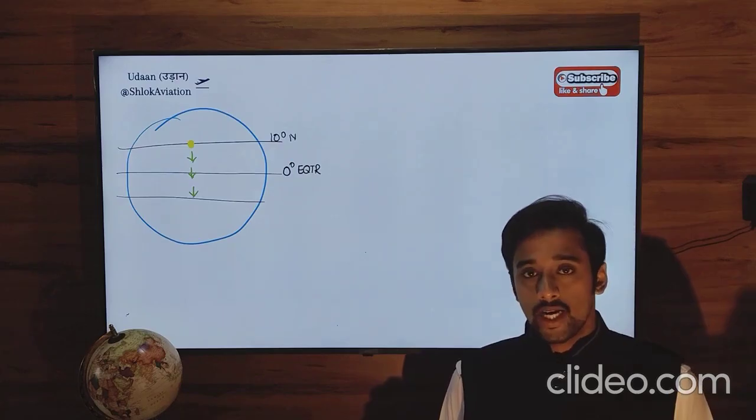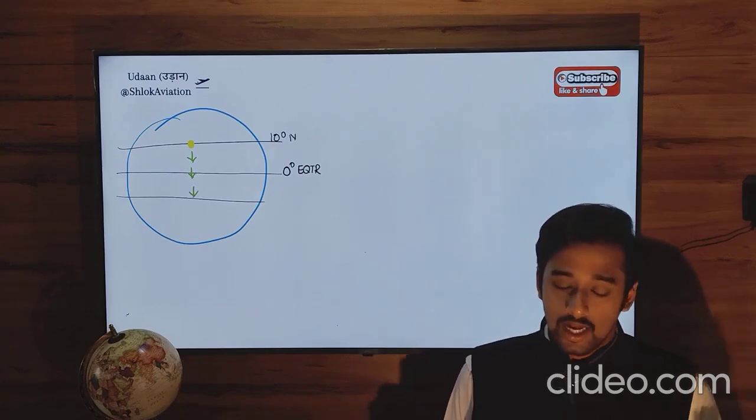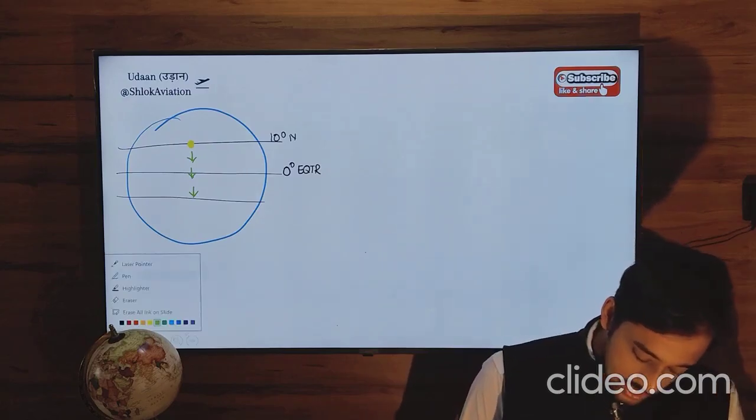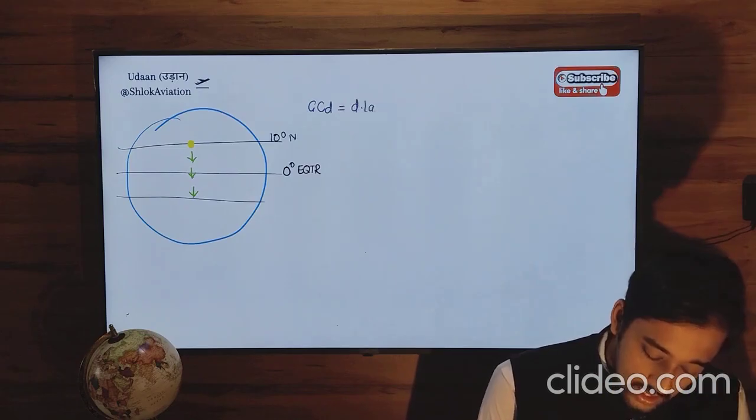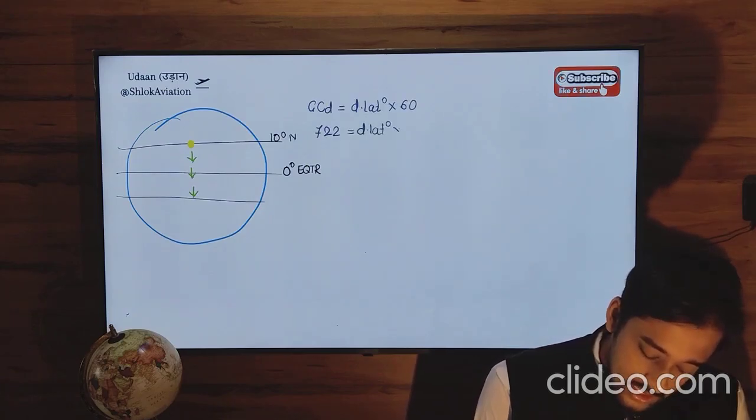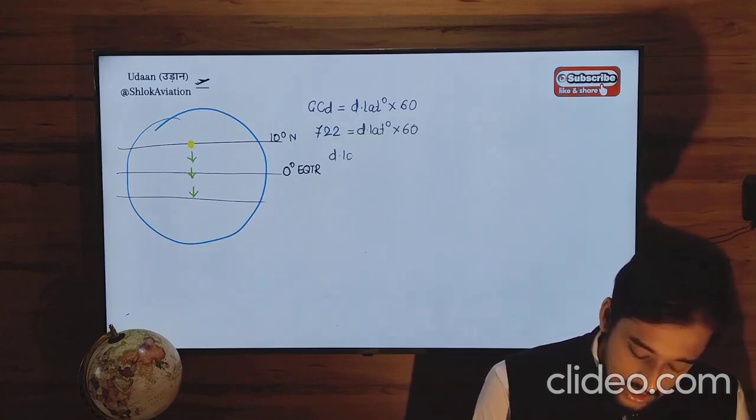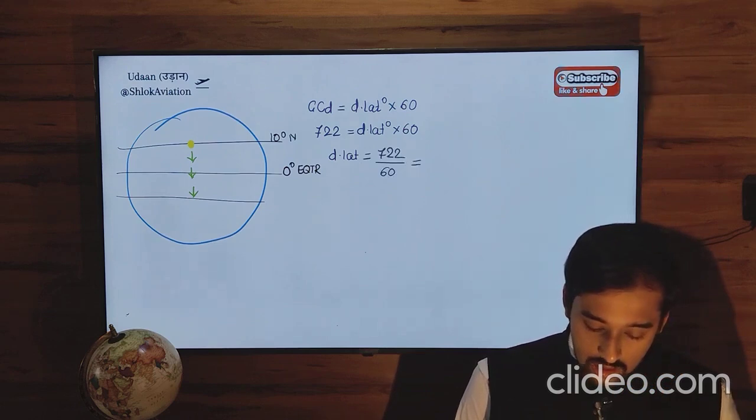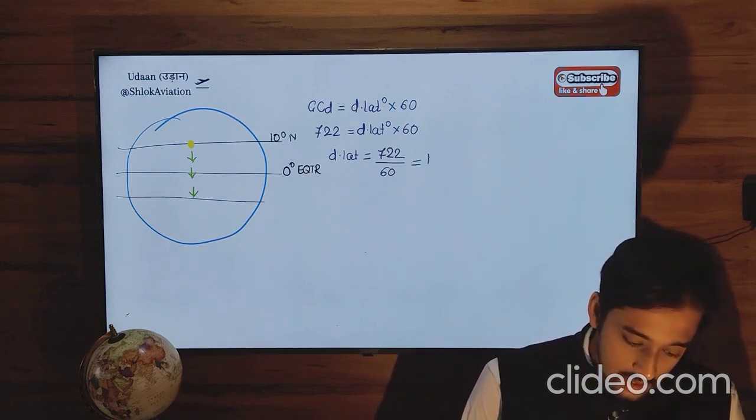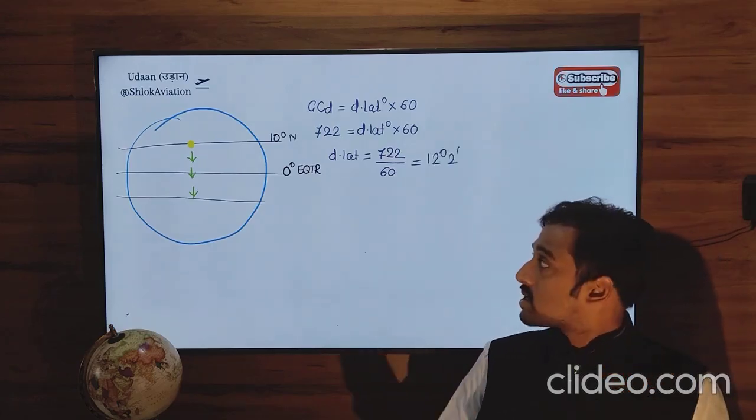To know that, we will have to find difference in two latitudes, d lat. So now d lat is how much? D lat equals to your great circle distance, d lat in degree into 60. So 722 equals d lat in degrees into 60. D lat is 722 divided by 60, which is equal to 12 degree 2 minutes.